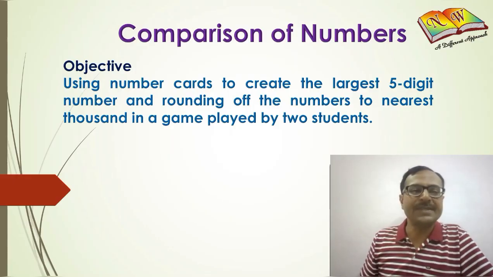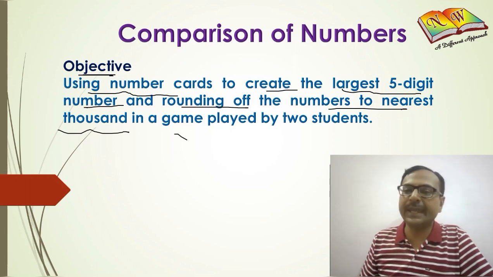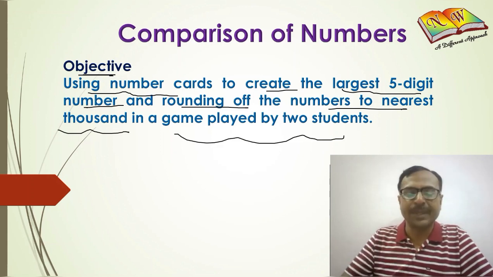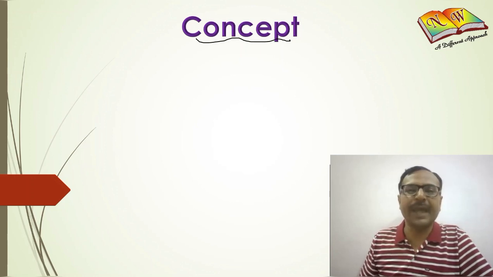The objective of this activity is using number cards to create the largest 5-digit number, and then we will be rounding off the numbers to the nearest thousand in a game played by two students. So let's understand the concept behind this particular activity.